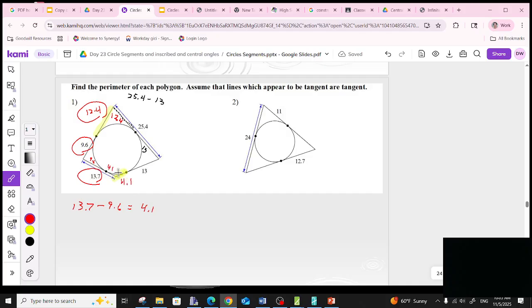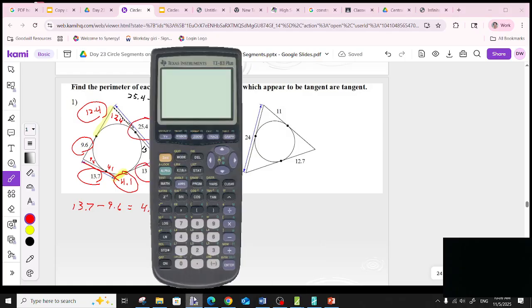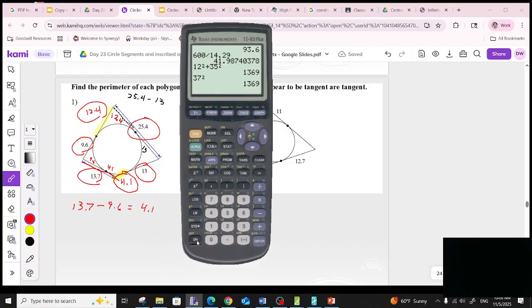Notice that the numbers I don't want to add, I put on the inside just to keep track because I only want to count each length once. So this is 12.4 because it was missing. This piece is 9.6. This whole thing from here to here is 13.7. I'm not going to add another 4.1 because we were just using that to find this 4.1. And then you'd add this, and then you'd add this. So be careful. Don't double add ones that are already included in your perimeter.